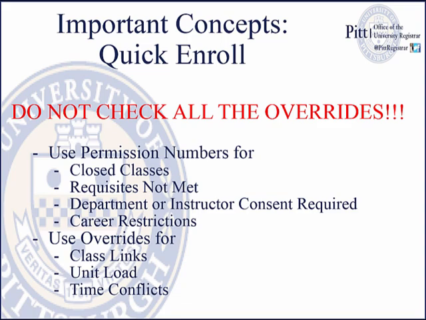It is really important to learn when to use an override and when to use a permission number. When a class is full or closed, when the student does not meet the requisites for a class, when there is department or instructor consent required for a class, and when the career of the class is outside the career of the student, are all situations where a student should acquire a permission number from the instructor or department offering the class. That permission number can then be used in the permission text box on the Quick Enroll page to enroll a student in a class.